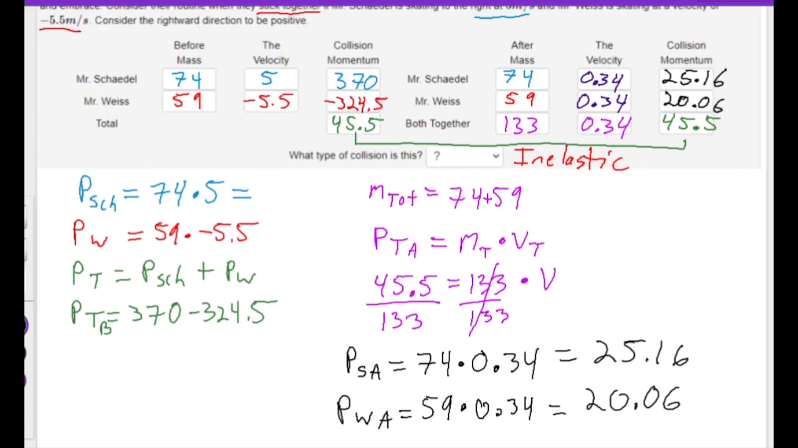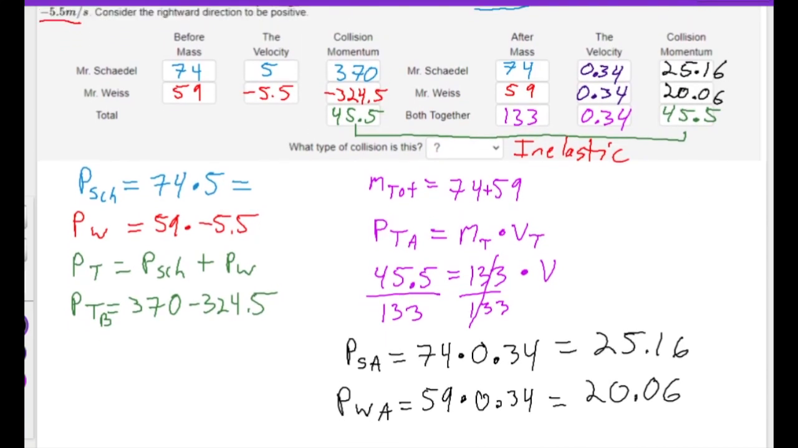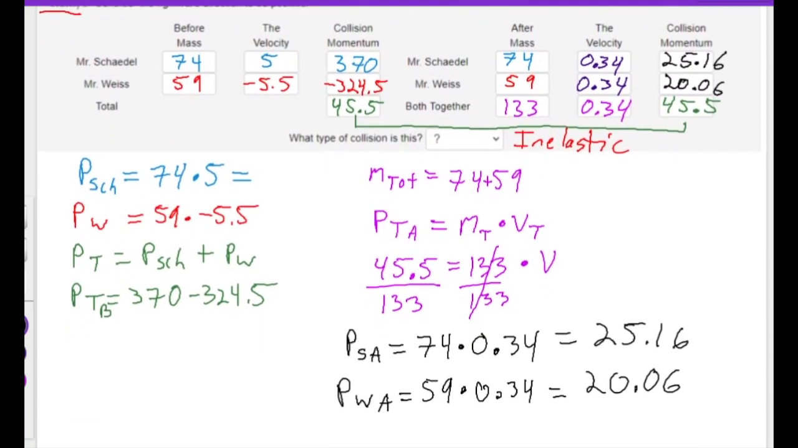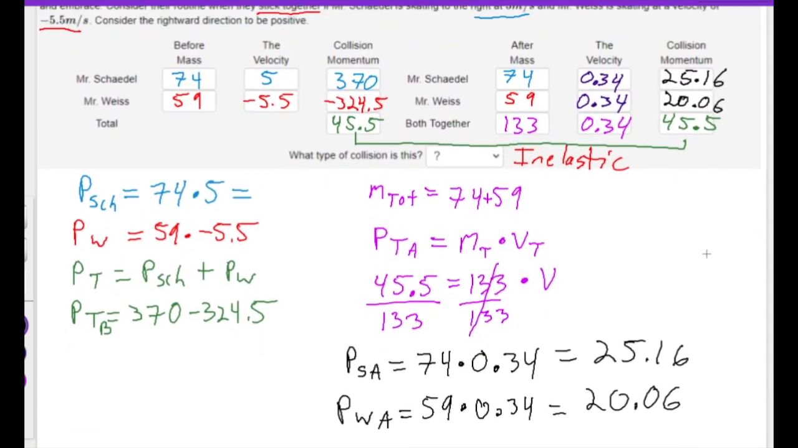Okay. One kind of bonus question here: what direction are they moving after they collide? Do they move to the left or to the right? Well, we can see that their velocity is positive, and since it's positive, we said that the positive direction is the rightward direction. So they move together to the right.